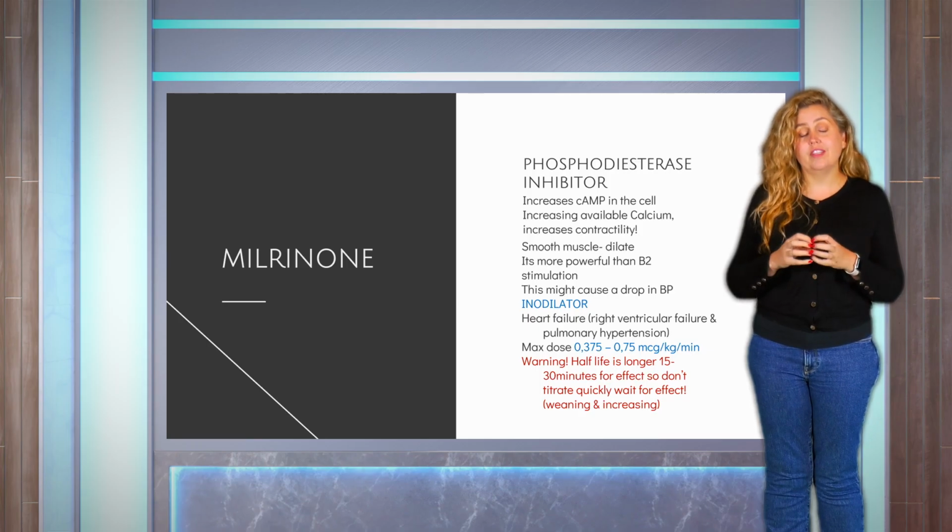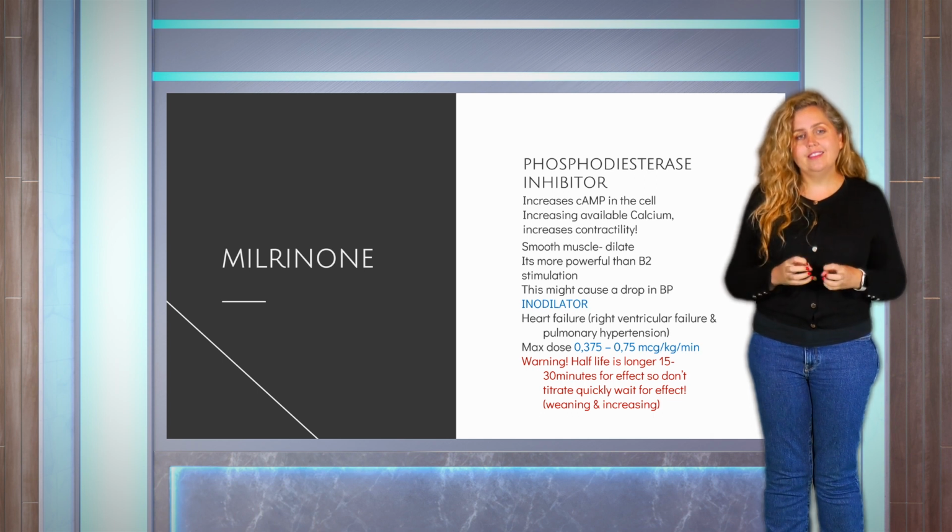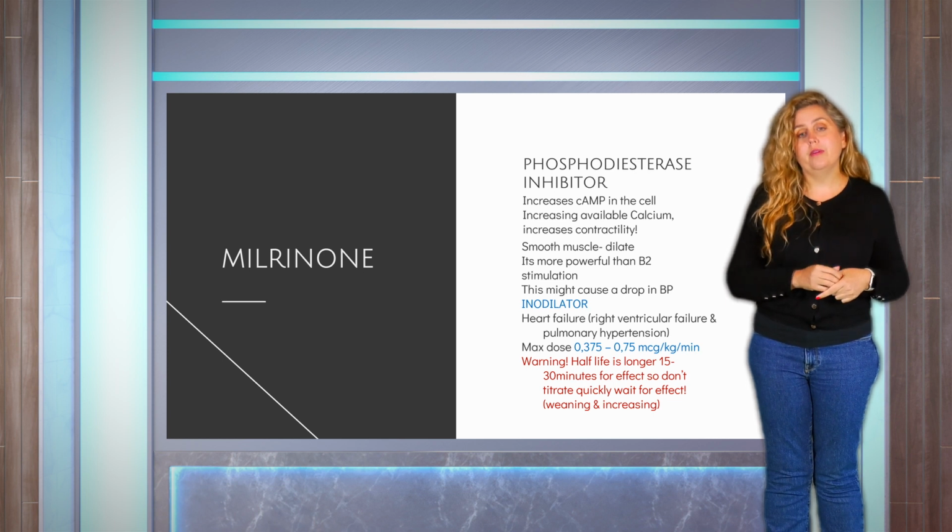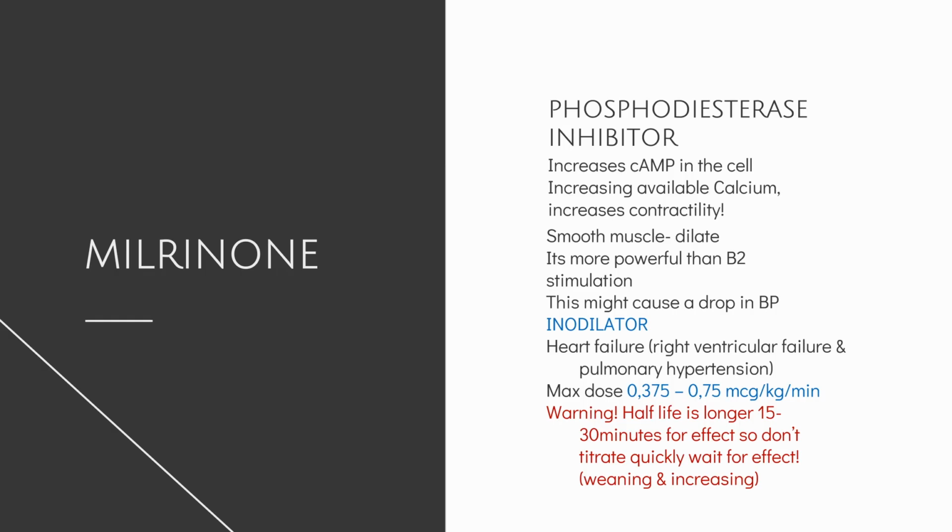But because of that dilation property, just watch that even though you're expecting this to improve your cardiac output, it might cause a drop in blood pressure. So sometimes milrinone does need a companion to help with that. The dosage recommendations are 0.375 to 0.75 micrograms per kilogram per minute. And like we've already discussed, watch out for that increased half-life. It's not as quick as the other inotropes that we're used to.